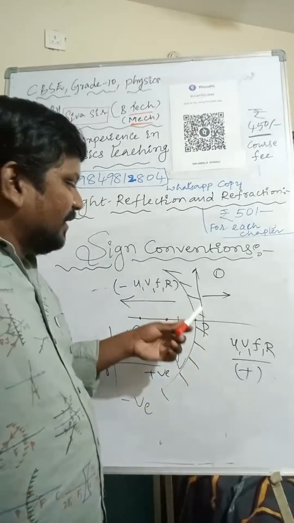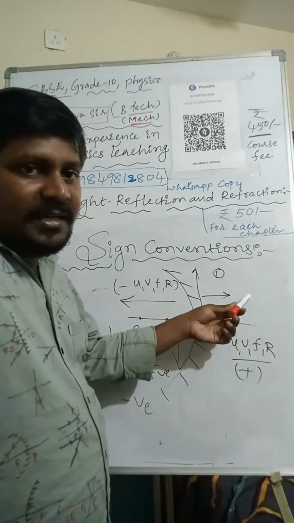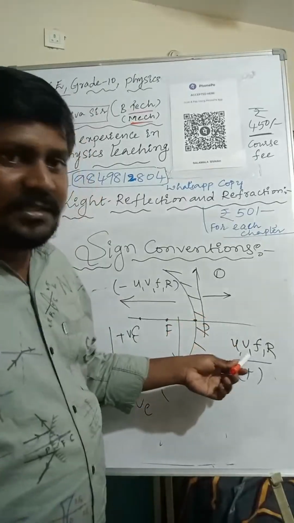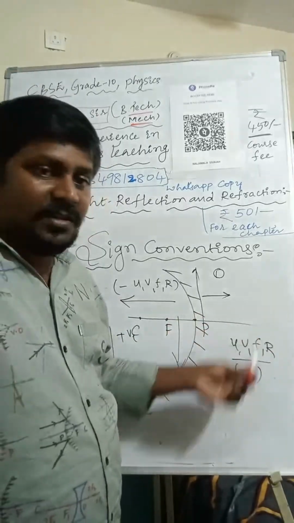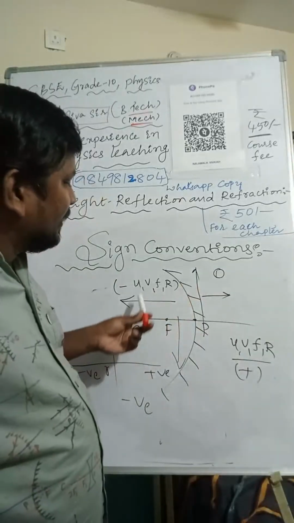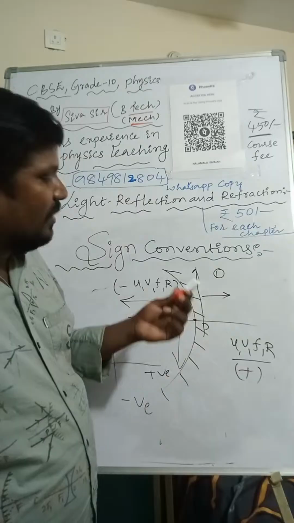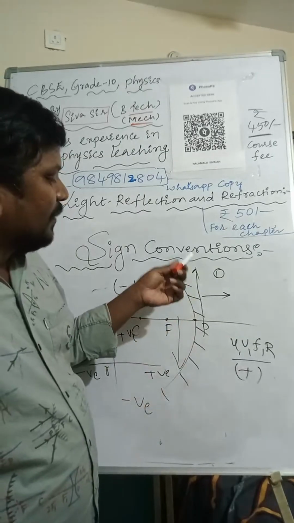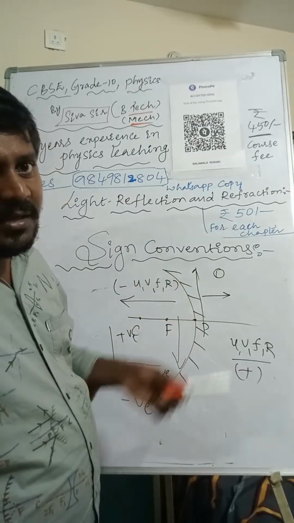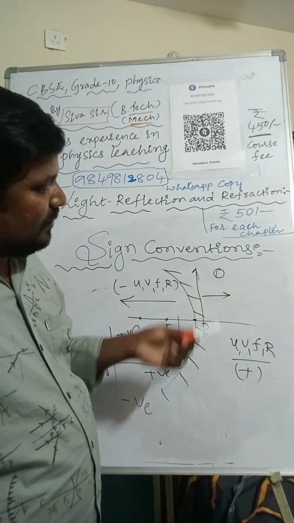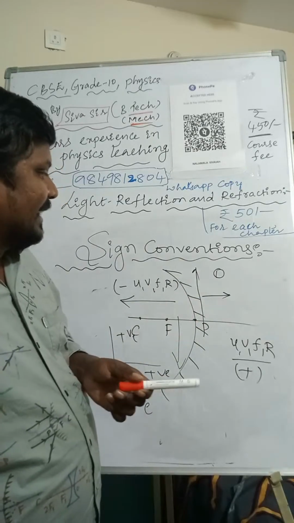All measurements will be taken from the pole in the direction of incident rays. Object distance, image distance, focal length, radius of curvature are all positive. Opposite to incident rays, they are all negative. Above the principal axis is positive, below the principal axis is negative, for height of the image and height of the object. Okay, so this is about sign conventions.